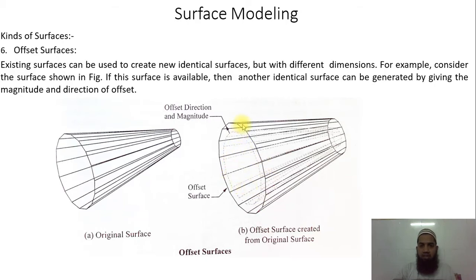Here we have a plane, and from the plane we generate another surface, that is called the offset surface. So this is like a surface. In surface modeling we have the offset surface.